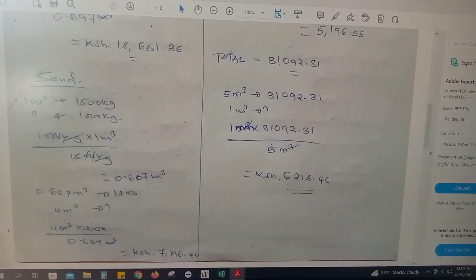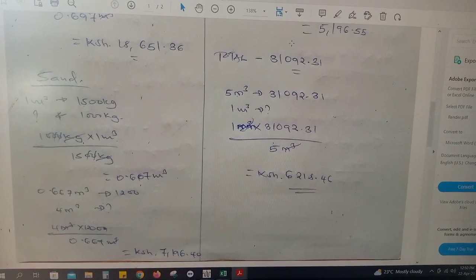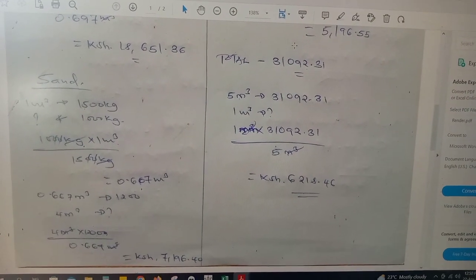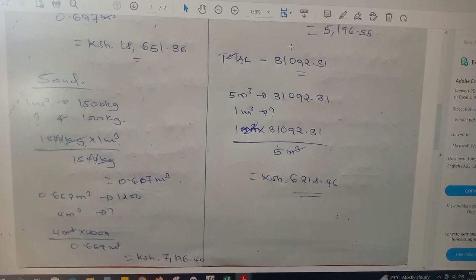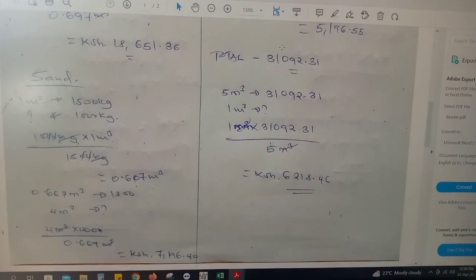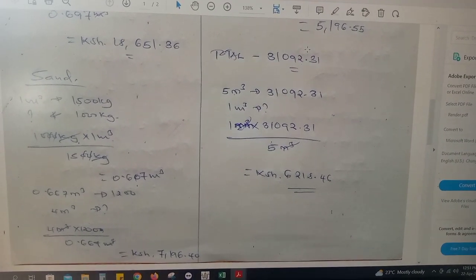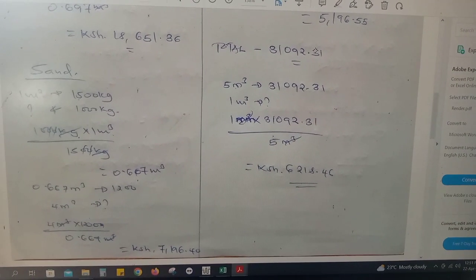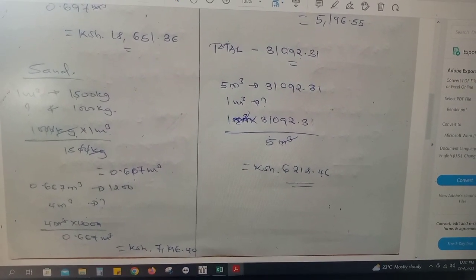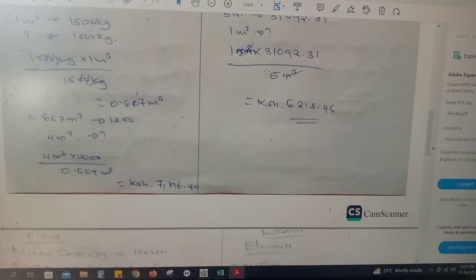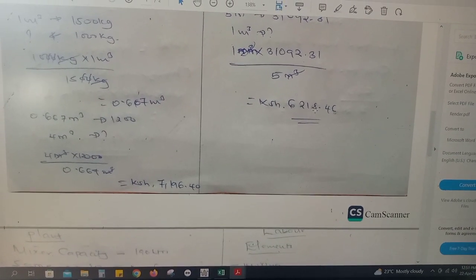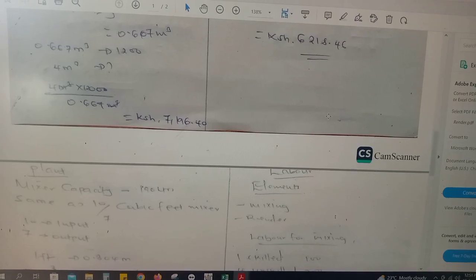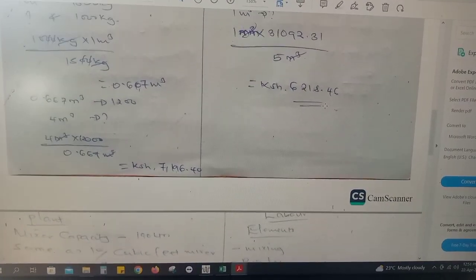Then remember, this is for 5 cubic meter. Where am I getting this 5 cubic meter? You get it from the ratio that you are given, 1 to 4. So you'll say 1 plus 4 is equal to 5. So you'll say 5 cubic meter is equal to 31,092.31. What of 1 cubic meter? Then you'll get that 1 meter cube is 6,218 and 46 cents. So that is all for materials.